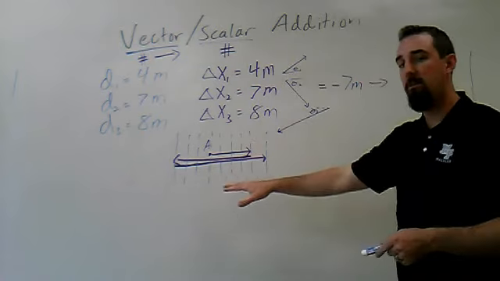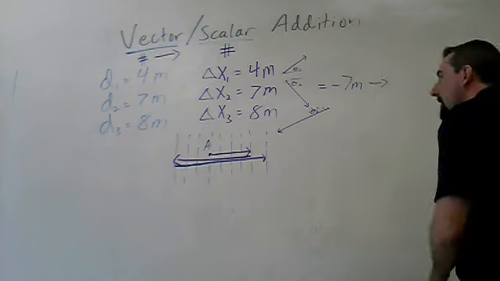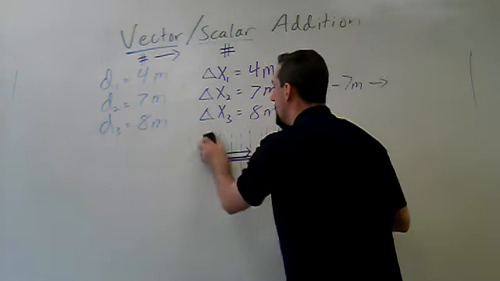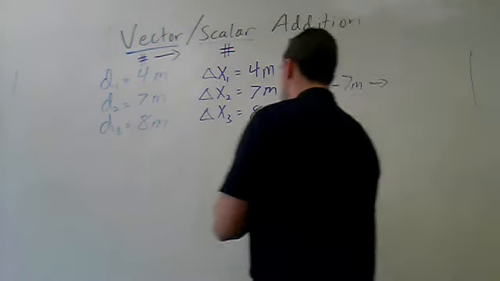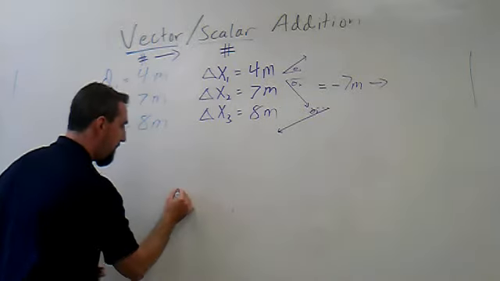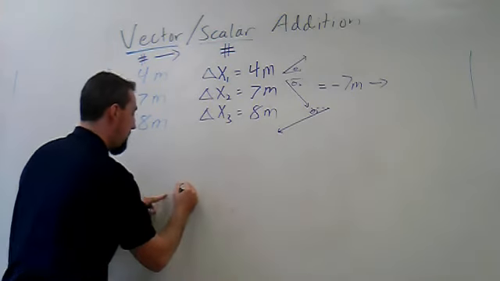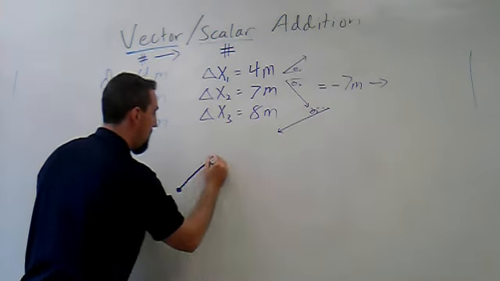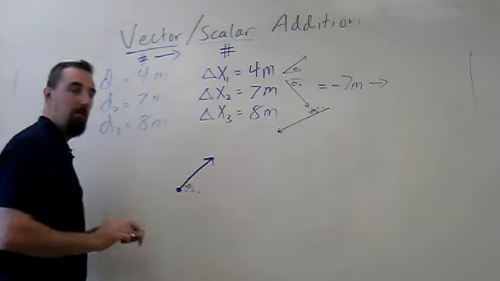Let's use the tail to tip method again, and we'll use these arrows instead. And we'll first get all this junky junk out of the way. So we're going to start at point A again, and we're going to go to the first part of our journey. 4 meters up at an angle. And that angle was θ1.